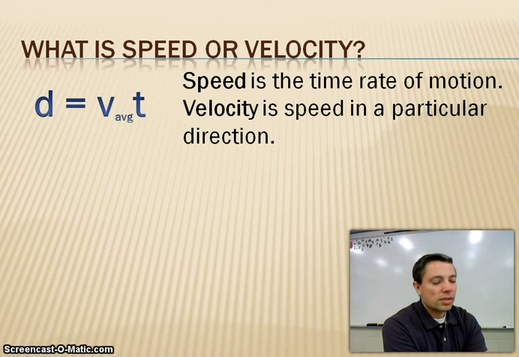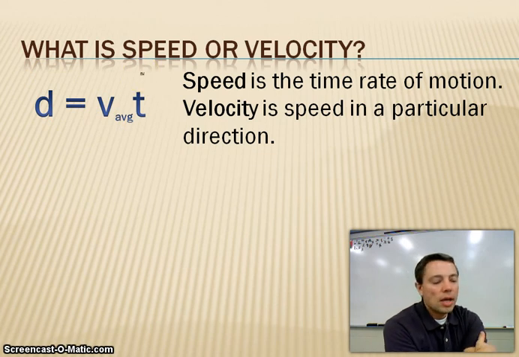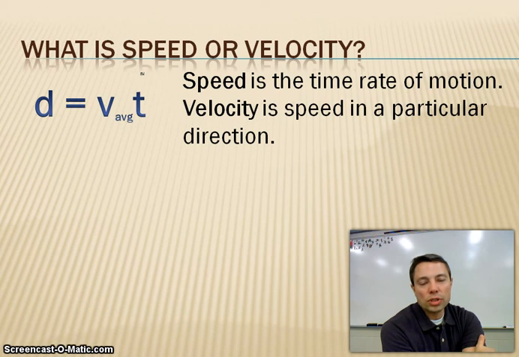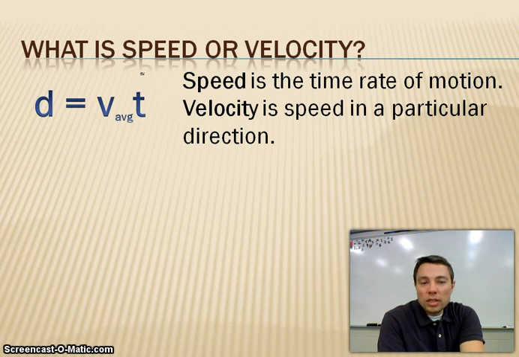Now, again, this is how it comes out. It comes out looking like an equation to us. Our D is our Y, this is our M, this is our X. So in other words, it's a linear relationship. And we have now definitions for both speed and velocity and what the differences are. So speed is the time rate of motion. So in other words, as the distance changes per unit time, again, it's measured in meters per second. And velocity is the same thing as speed, but it's now defined in a particular direction. So in other words, speed is my scalar quantity and velocity is my vector quantity.